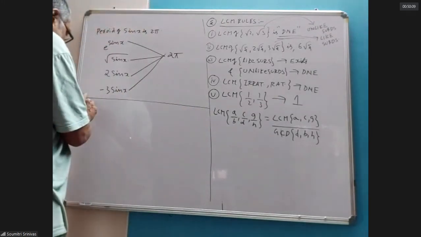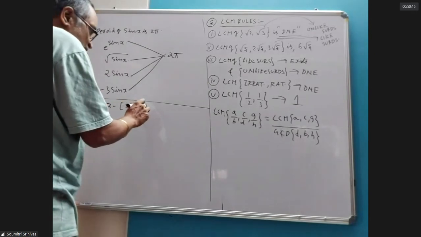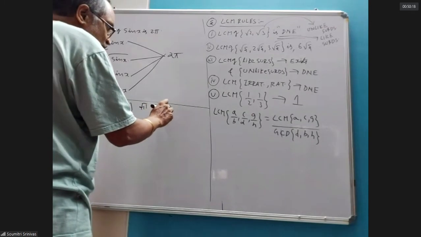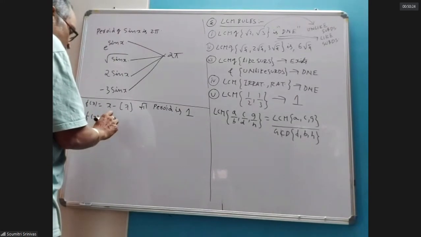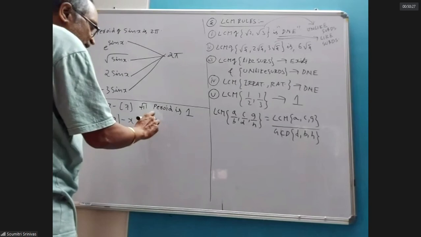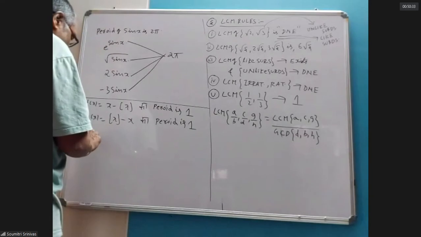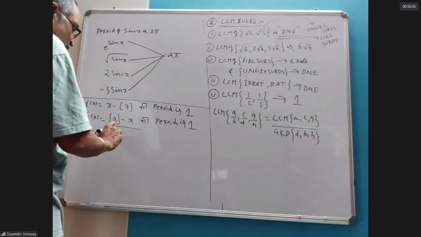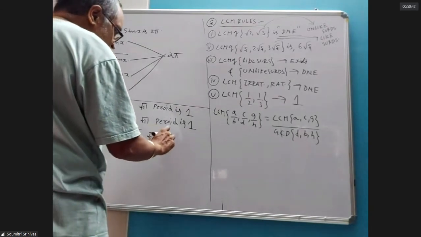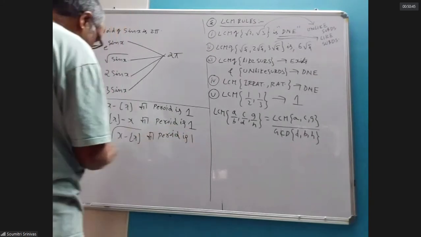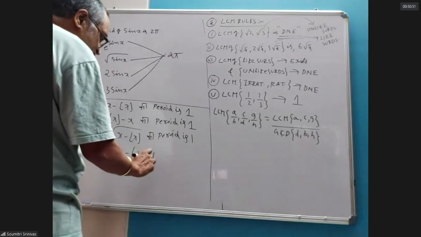Say, x minus step x, what's the period? 1. F of x is equal to step x minus x, what's the period? 1. F of x is equal to under root of x minus step x, what's the period? 1. F of x is equal to 3x minus step 3x, what's the period?